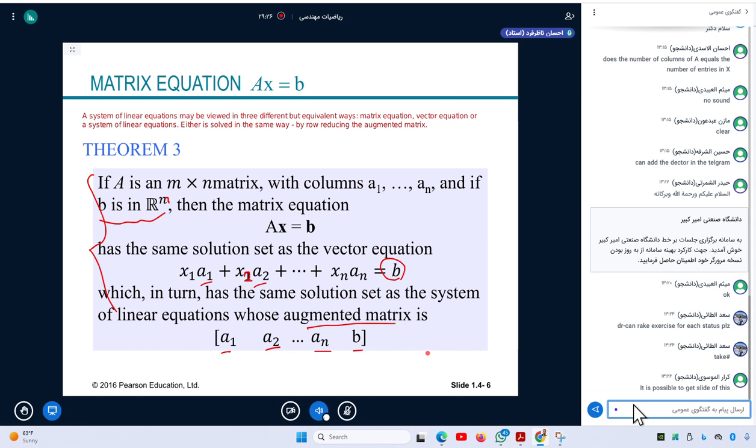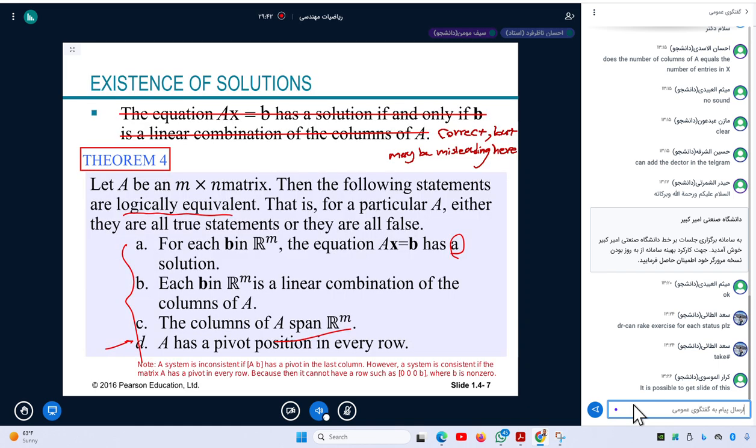For instance, we had it in the previous section. You mean generate, Doctor? Yes, generates, exactly. A span means generates. So it generates Rm fully because it can generate all of the vectors in this space.